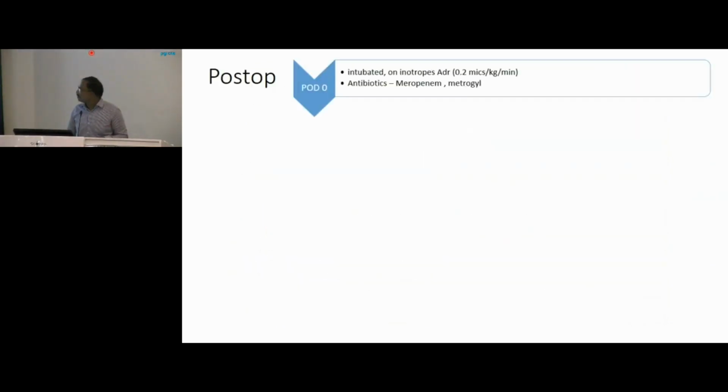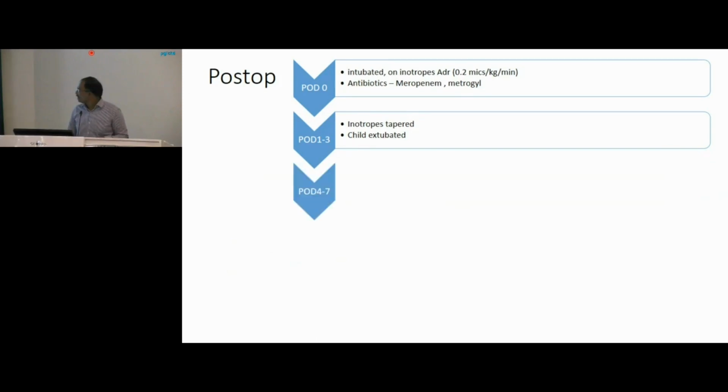Post-operatively, the child was shifted to our ICU, intubated on inotropic support, and antibiotics were hiked up. There was no ascitic contamination, but the bowel was gangrenous and the child was looking sick. So antibiotics were put on meropenem and metrogyl. There was gradual improvement in the child from post-op day 1, 2, 3. We gradually tapered the inotropes and extubated the child from the ventilator.